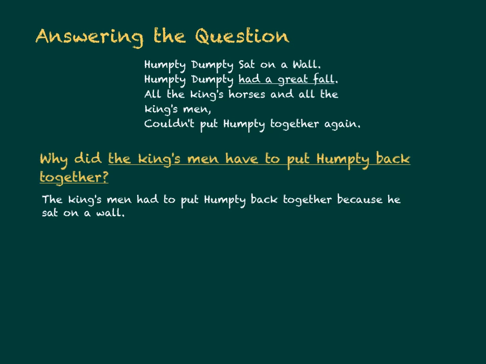Okay, this time I looked back in the nursery rhyme. The king's men had to put Humpty back together because he sat on a wall. Is that why he had fallen apart? I'm certain this time I got it right. The king's men had to put Humpty back together because he fell off a wall. Okay, so make sure when you go back to the text that the evidence you're pulling is what's going to help answer and prove your question correct.